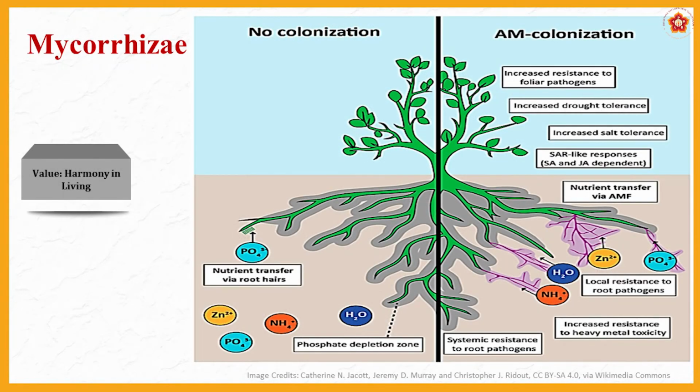This picture shows the colonization of mycorrhizae on the roots of plants. On one side there is no colonization, on the other side there is colonization. On the side where there is colonization of this fungi, there's increased absorption of water, nitrogen, zinc and other minerals. This helps the plant by increasing resistance to heavy metal toxicity. Then there are decreased root pathogens and foliar pathogens, and there's drought resistance and increased resistance to salt, which is absent on the non-colonization side. Thus, these fungi are helping the plant in its growth.